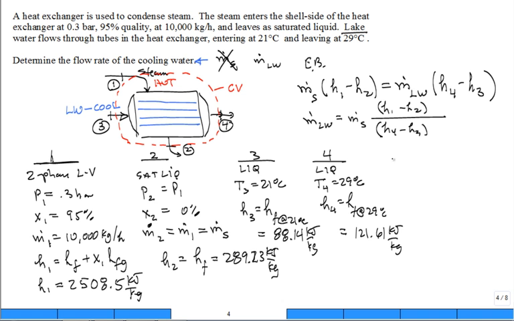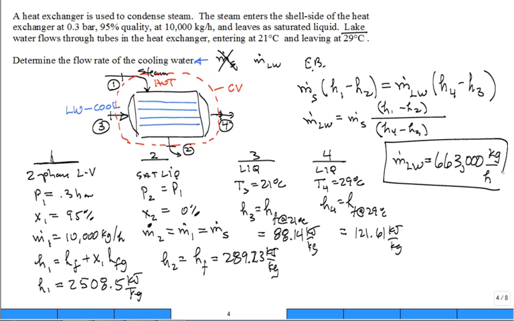So when we calculate the mass flow rate of the lake water or cooling water, we find that it's 663,000 kilograms per hour. So 10,000 kilograms per hour went that way. 663,000 kilograms per hour went the other way. This is a big power plant.